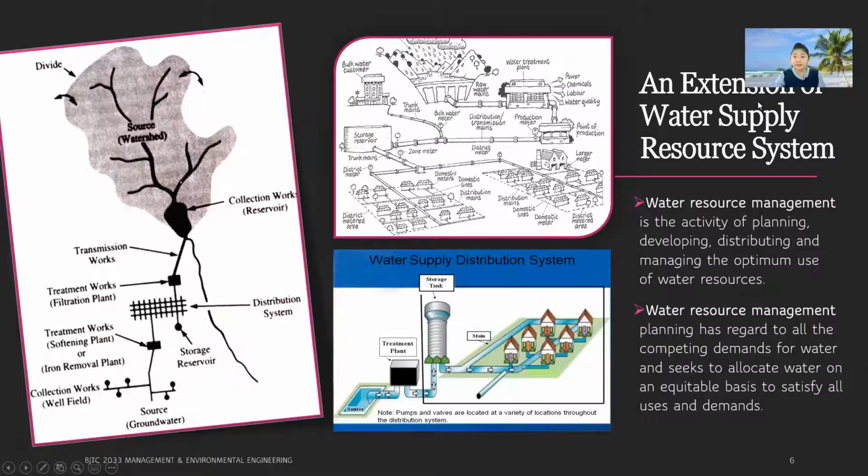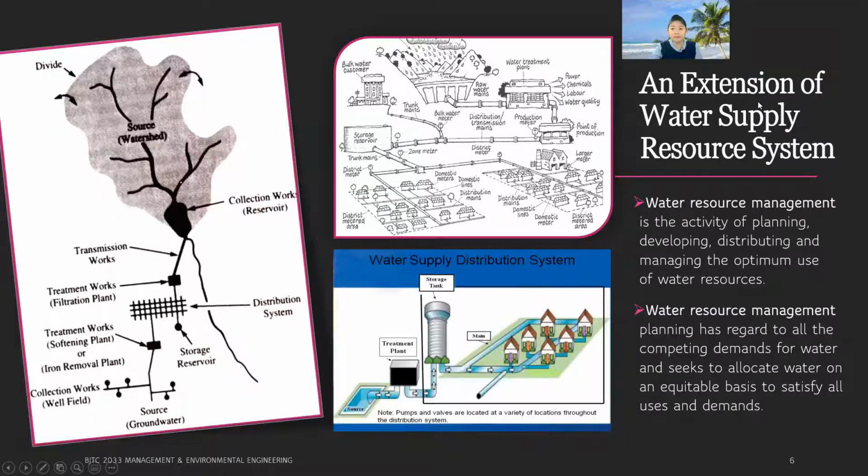So you can see here an extension of a water resources management system. Water resources management is the activity of planning, developing, distributing, and managing the optimum use of water resources. That's why we need to plan. We cannot simplify, so we need to know.